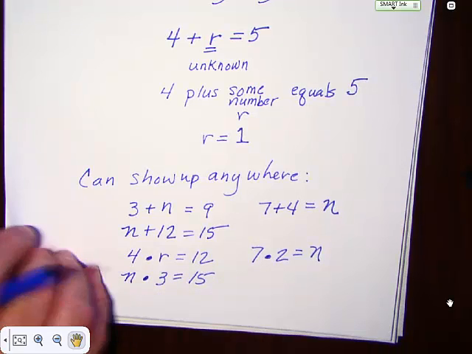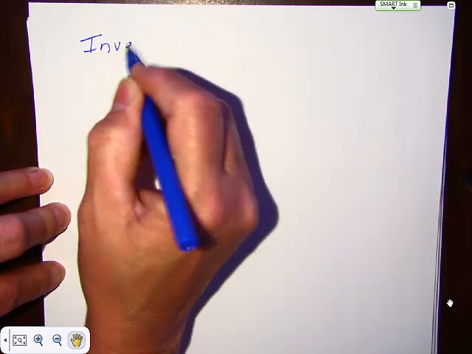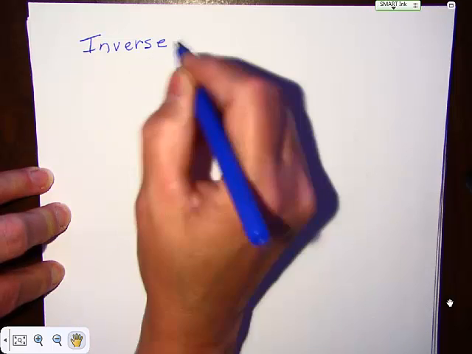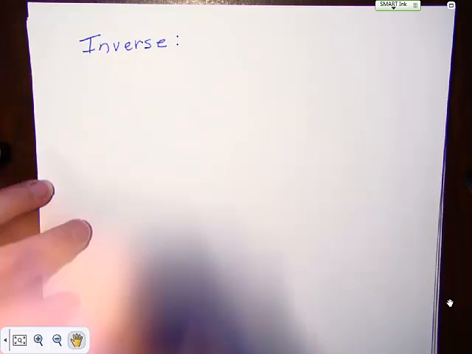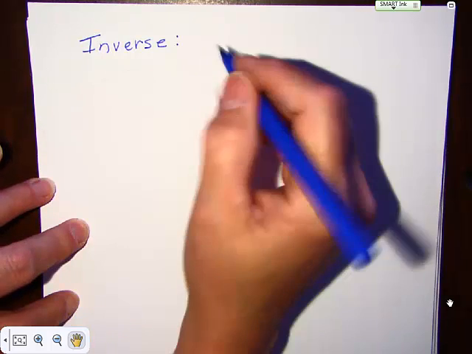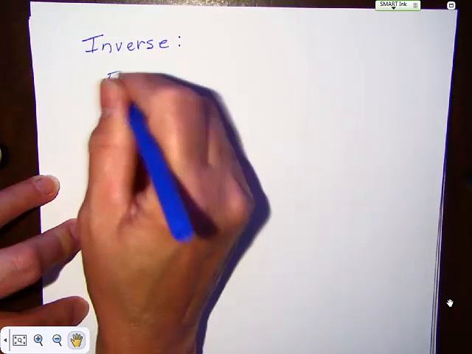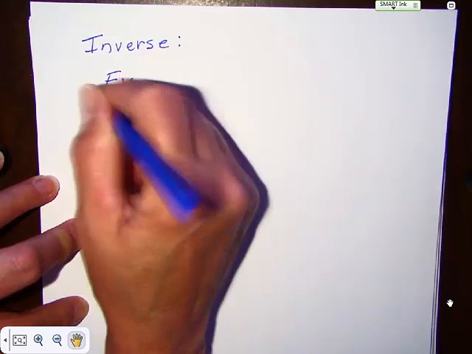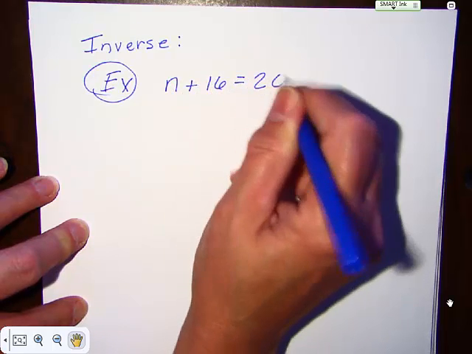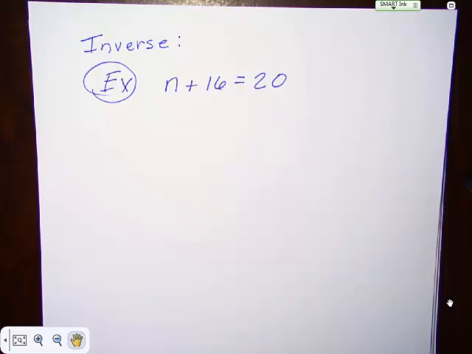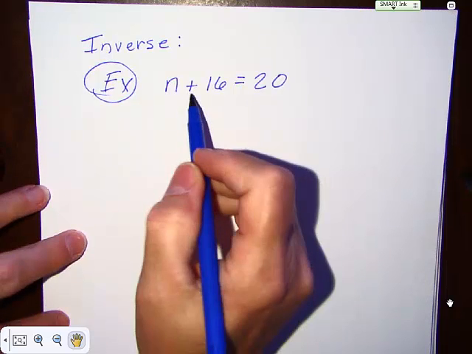So I'm going to change pages here. We've been talking about inverse operations. And remember, inverse operations were being able to take things, go backwards to solve a problem, or using the opposite operation. So for instance, if we have a missing number, n plus 16 equals 20. We want to solve for n. And this is an addition problem.